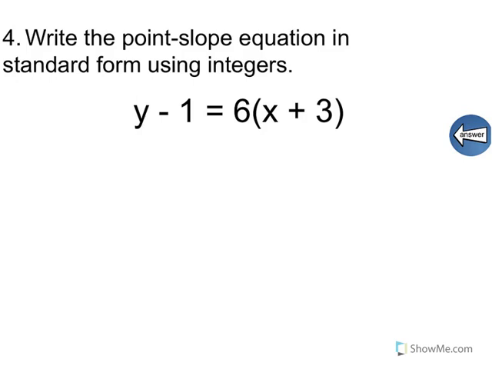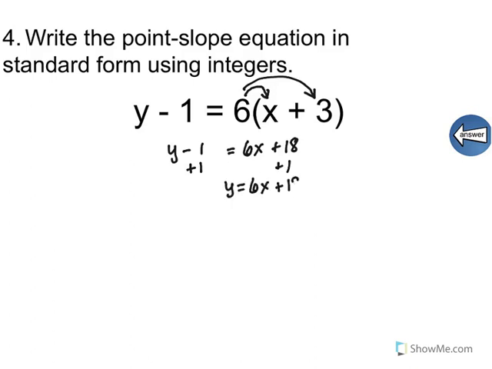When we're changing to slope-intercept form, we are going to distribute the slope first. So this is 6 times x, which is 6x. 6 times 3, which is 18. And then we have y minus 1. And then remember to add 1 on both sides so that it's fully in slope-intercept form. So the slope-intercept form equation would be y equals 6x plus 18.